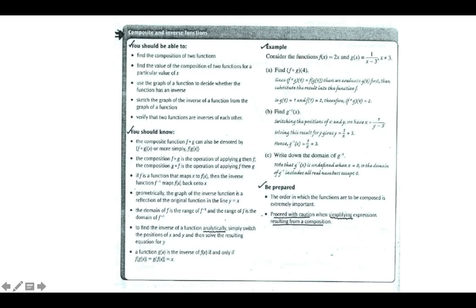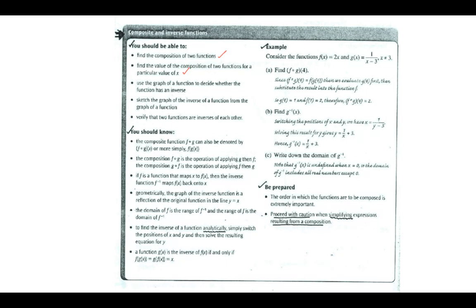First of all, you see this, right? Composite and inverse functions, and this is really focused on what we've learned, so you can see what IB wants. You should be able to, and think about all the things you can do, check it off: find the composition of two functions. You can do that. Find the value of a composition of two functions at a particular value of x. That's like saying f of g of 2, right?